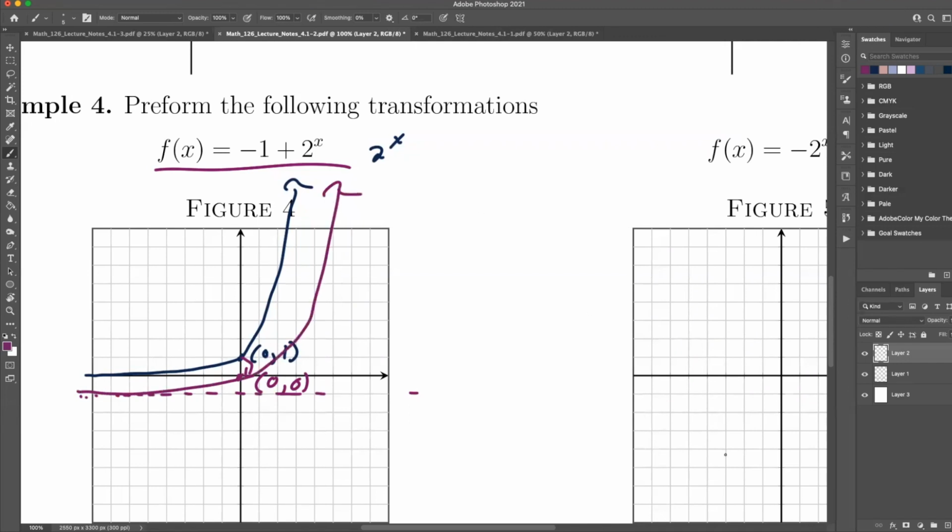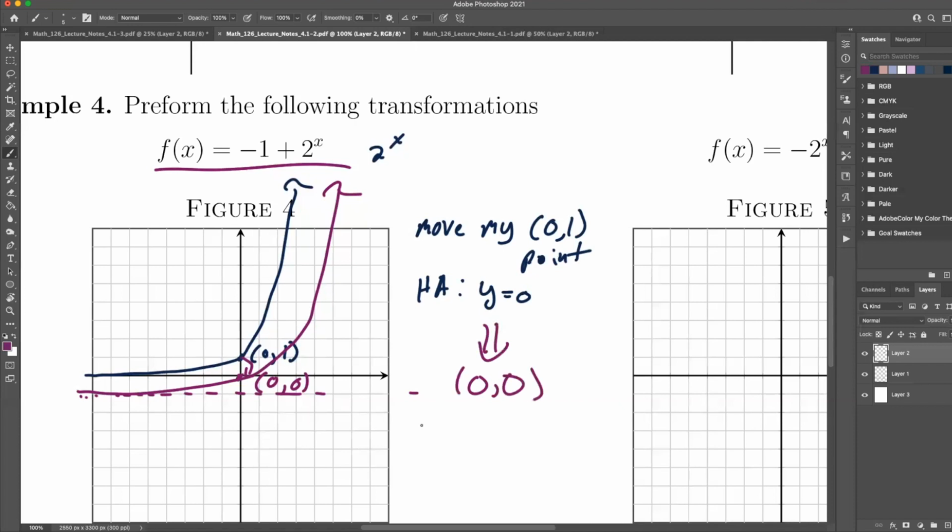Okay. So the 2 things I move. Let me write that down. So I move my 0, 1 point and the horizontal asymptote of y equal to 0. And where have I moved those to? In this case, that went to 0, 0, and now my horizontal asymptote was y equal to -1. Okay, so I usually do that.